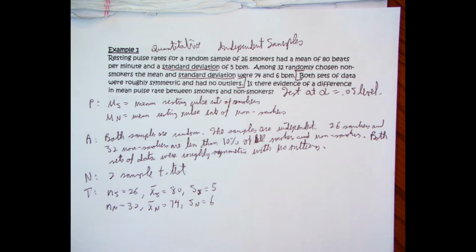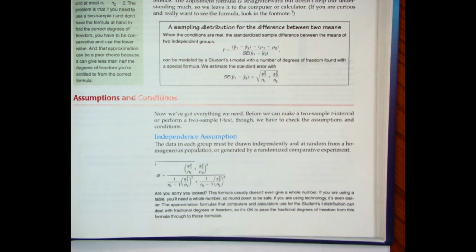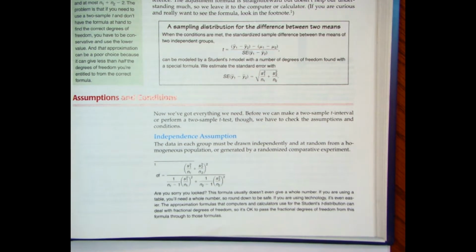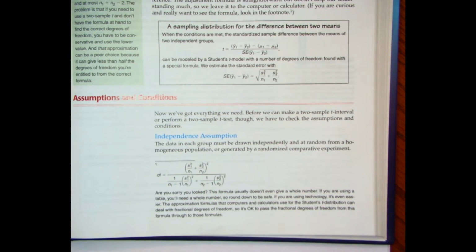Now, we're dealing with a t-test, so we need degrees of freedom. When we did a one-sample t-test, we just subtracted 1, so you might say for a two-sample t-test we're just going to subtract 2. Well, it's not quite that easy. It's actually a fairly complex calculation, and this is on the bottom of page 549 in your textbook. For a two-sample t-test, this is the calculation to figure out the degrees of freedom.